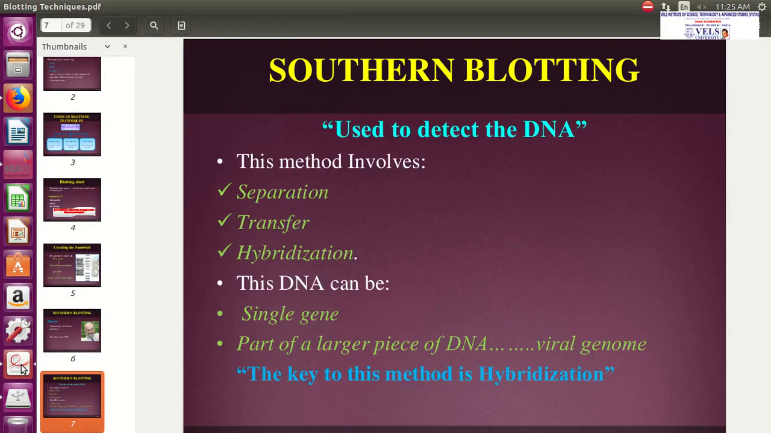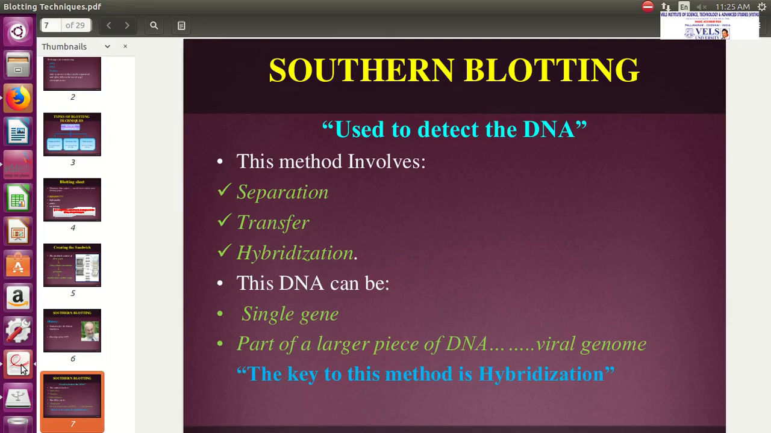Southern blotting is used to detect DNA. The method involves separation, transfer and hybridization. This DNA can be a single gene, part of a larger piece of DNA, or a viral genome. The key method is hybridization. Hybridization is nothing but multiplication, or hybridizing with other cells, such as cells which produce antibody.